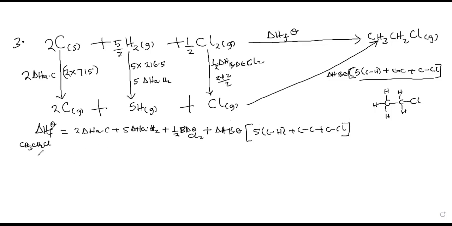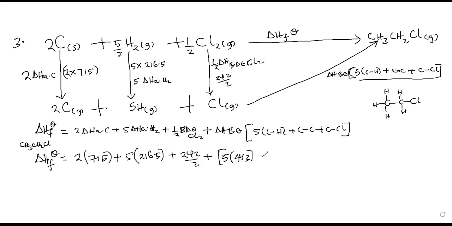So you substitute, because they want enthalpy of formation. So enthalpy of formation will be equal to 2 times atomization energy 715, plus 5 times 216.5, plus 242 over 2, plus, now these bond energies, actually not plus, because all those bond energies were negative, so I'll be subtracting. So, 5 into the one of carbon-hydrogen, which was 413. And the one of carbon-carbon was 318. Was it negative or positive?